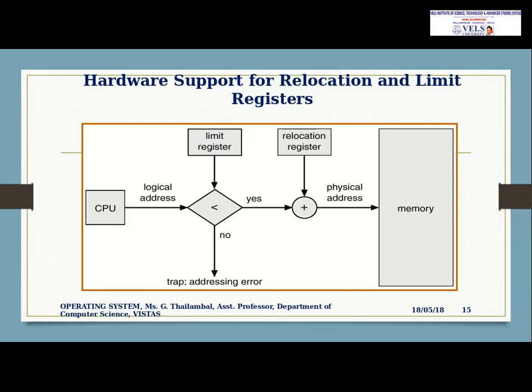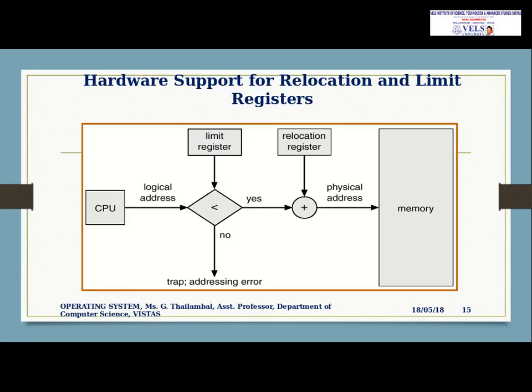You have a CPU, and we are giving some logical address. Suppose I have 10 lines of instruction, and I want to access the third line. So the user will give only the third line as the logical address. That is checked against the limit register. You need two registers for partitioning: one is the limit register, and the other is the base register. The base register has the starting address of the process, and the limit register has the total number of lines or total memory space occupied by that particular process.